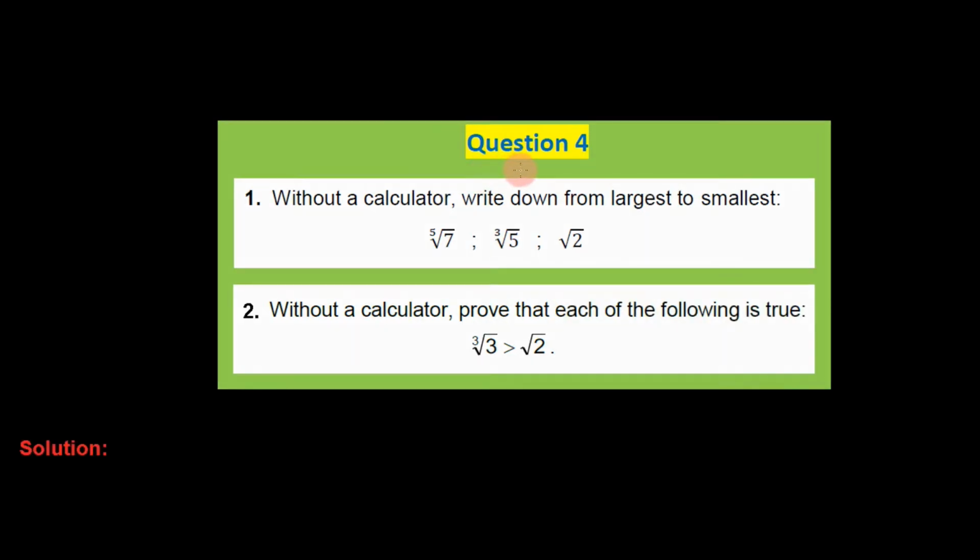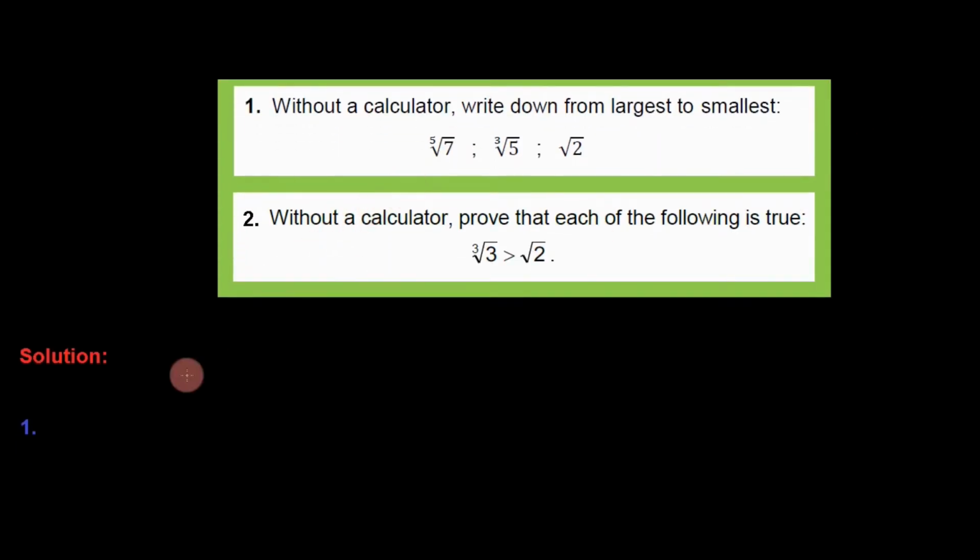So let's look at your answers to this question. In the first one, we have the fifth root of 7, then the cube root of 5, and the square root of 2.